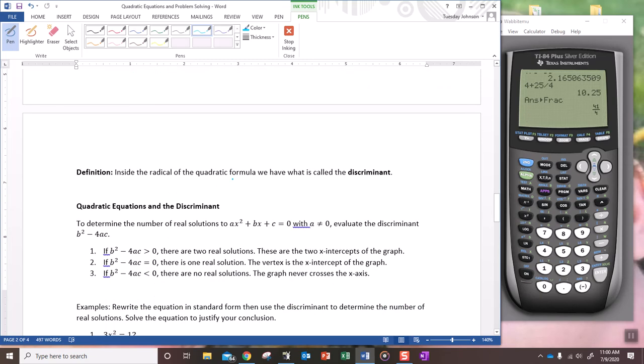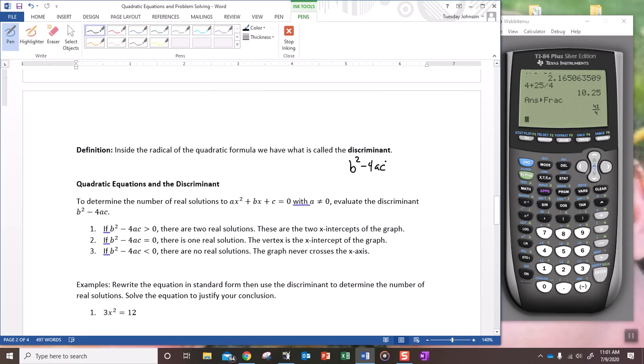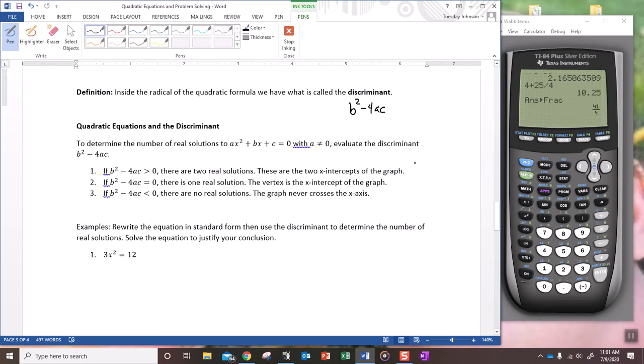Inside the radical of the quadratic formula, we have what is called the discriminant. So the discriminant is b squared. That's not a b, that's a d. We all do it. B squared minus 4ac is the discriminant. And if you're looking at a quadratic equation that's equal to 0, so it's in standard form, as long as a is not 0, the discriminant tells us three different things.